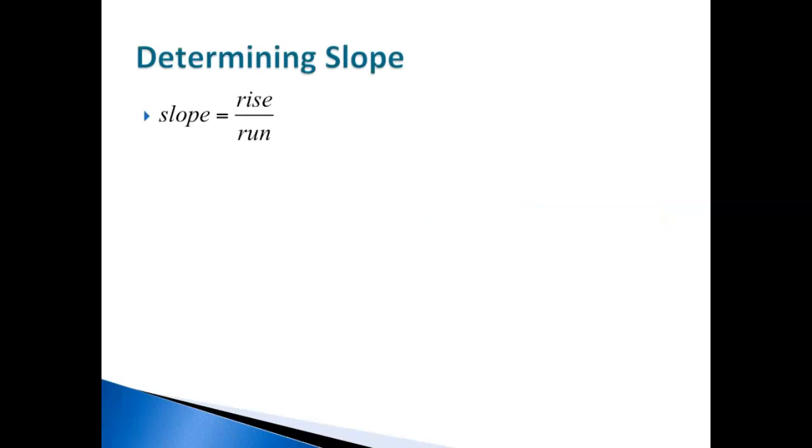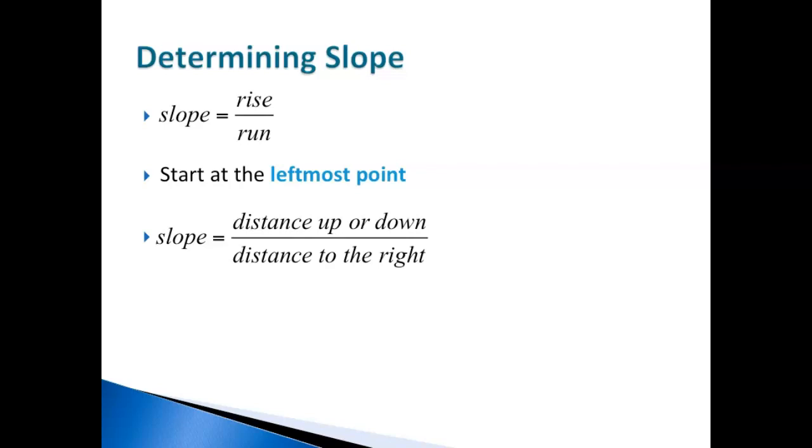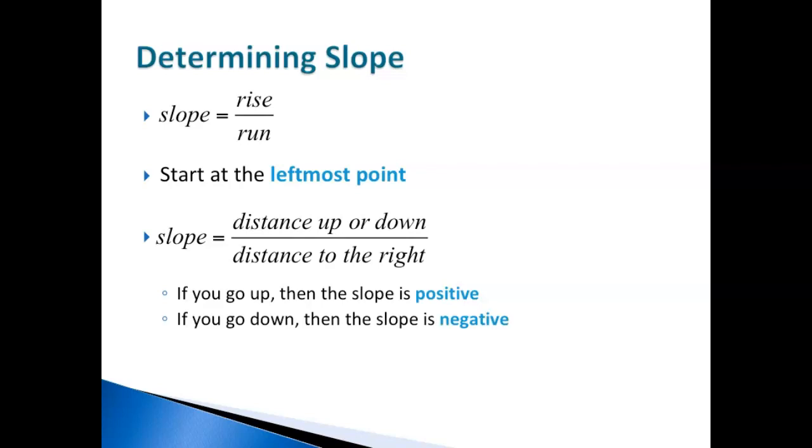So when we're trying to determine the slope from a graph, we're going to start at the leftmost point. And then to determine the slope, well, the rise is going to be how much up or down, and then run is how far to the right we move. So if you go up, then the slope will end up being positive, and if you go down, then the slope will end up being negative.